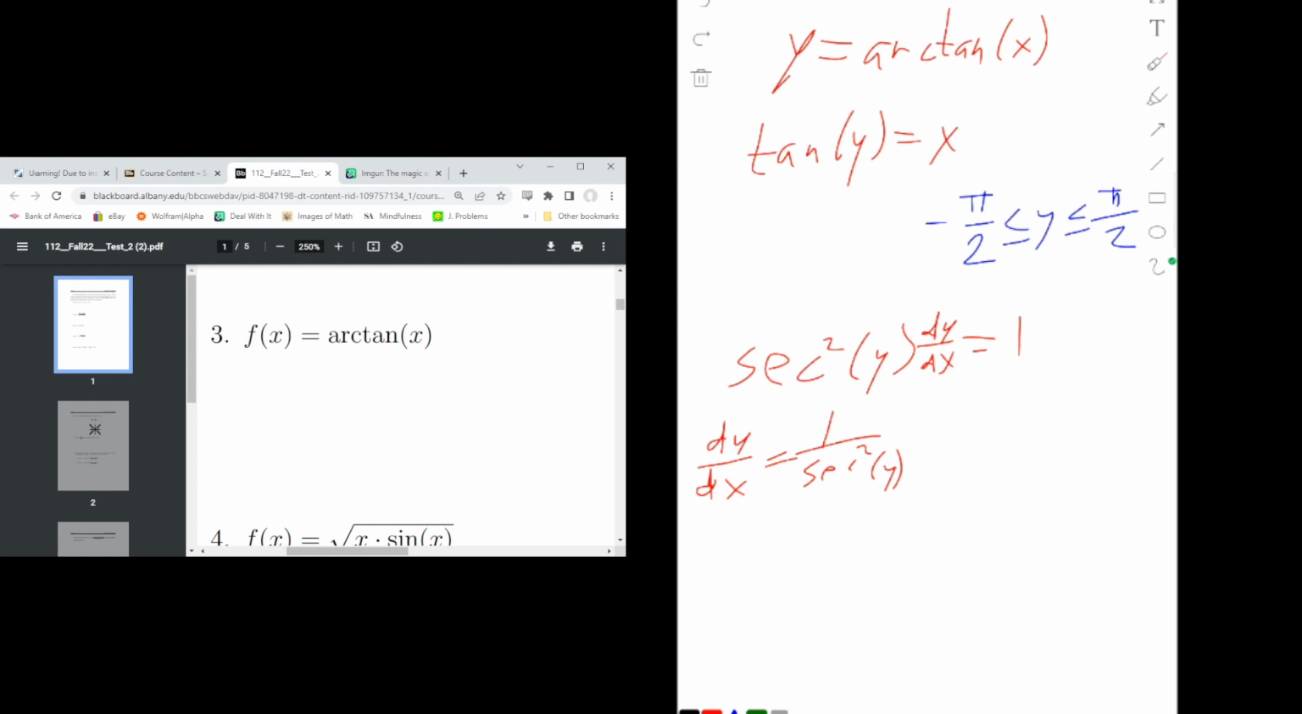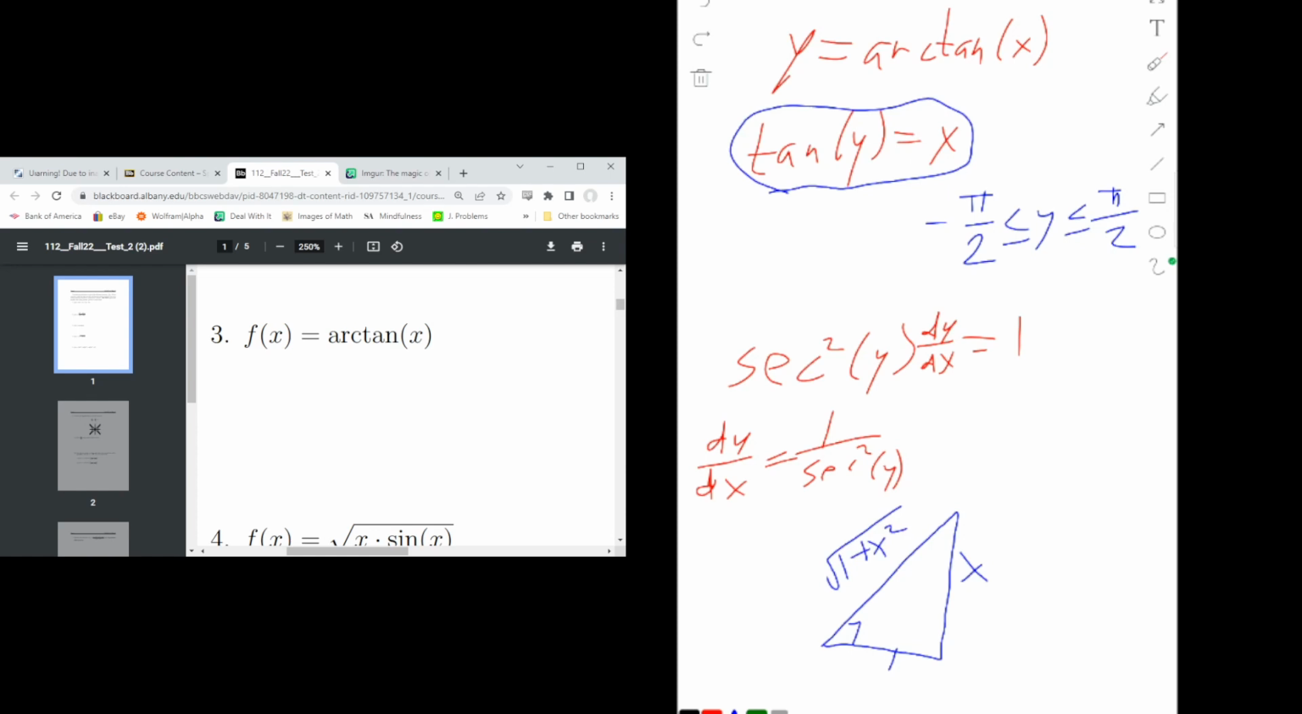And the way that we would do that is by using the fact that the tangent of y is equal to x. So we can set up this little triangle here. Tangent, remember, is opposite over adjacent, right? And so if the two legs of the triangle are 1 and x, that would mean that the hypotenuse is the square root of 1 plus x squared, because 1 squared is just 1, right?